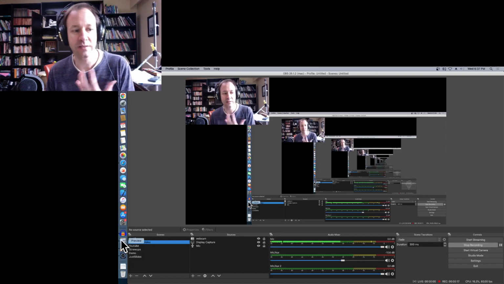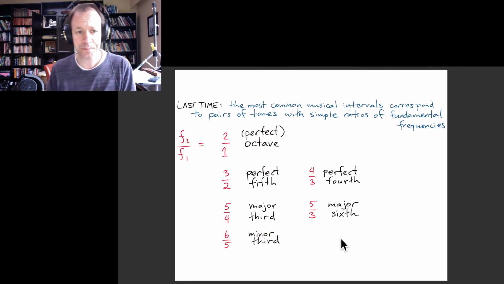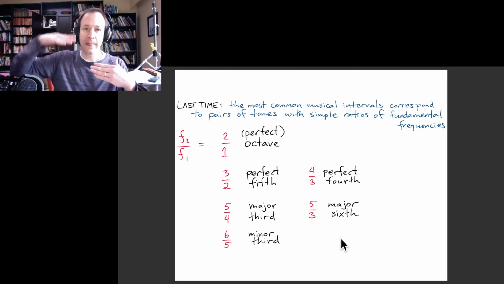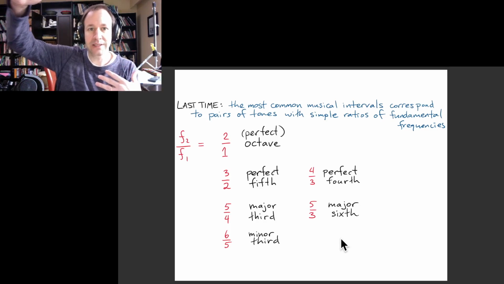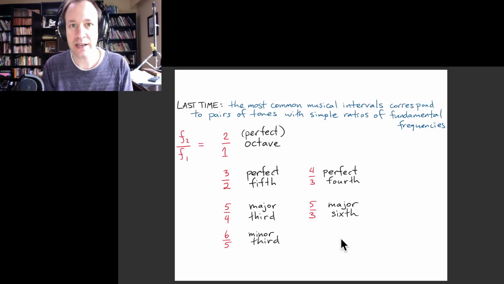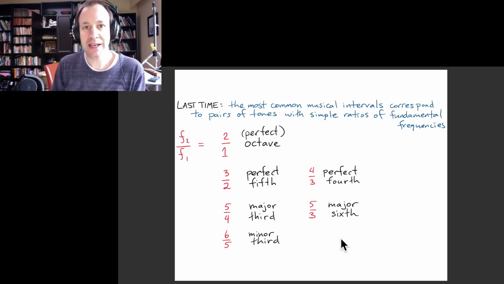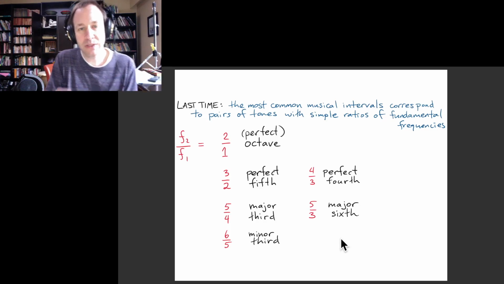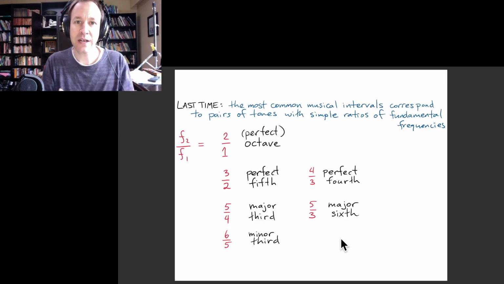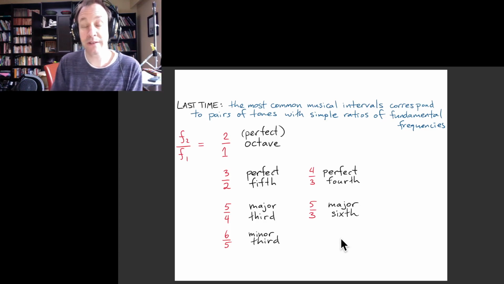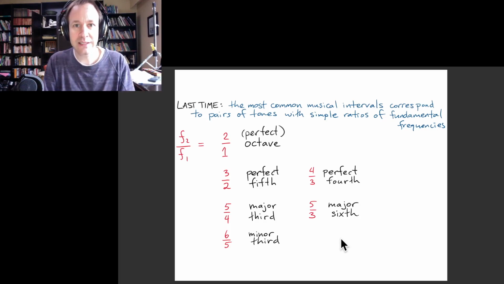And so let's try to remember what we were doing last time. We had discussed the idea that certain pairs of notes sound nice together and come up all the time in our music. The most common musical intervals, that is, pairs of notes with different frequencies, are those where the ratio of frequencies for the two notes is very simple. It's built from very simple whole numbers.